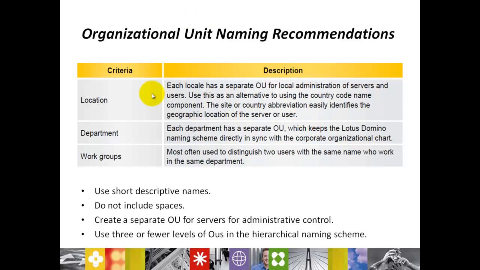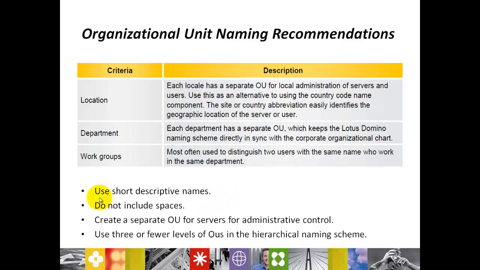Then departments. We can create an organization unit as a location, department, or work group. Each department has a separate OU, which keeps the Lotus Domino naming scheme directly in sync with the corporate organization chart. The work groups are most often used to distinguish two users with the same name who work in the same department.